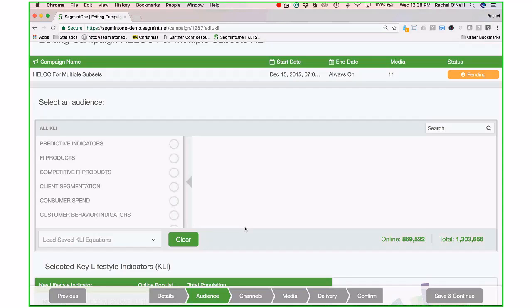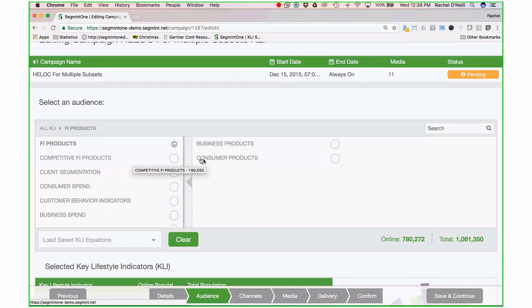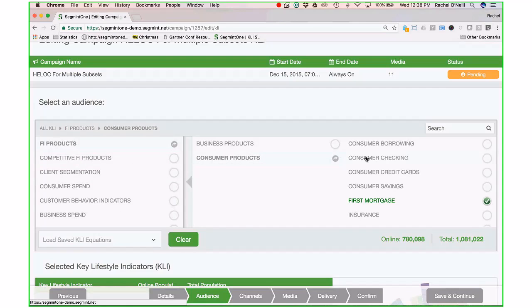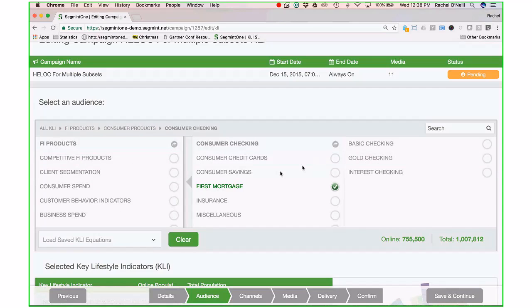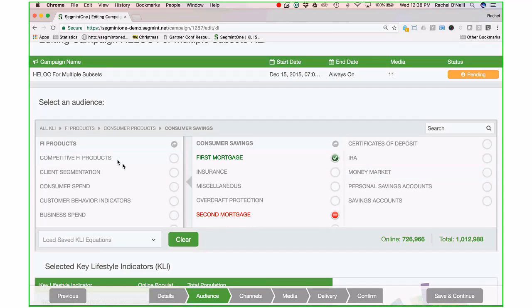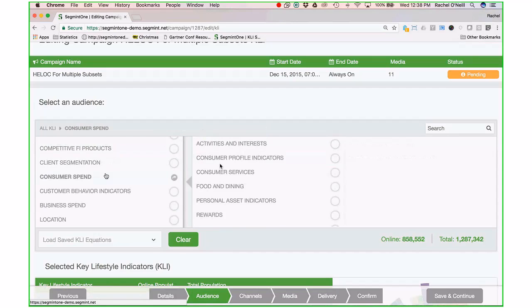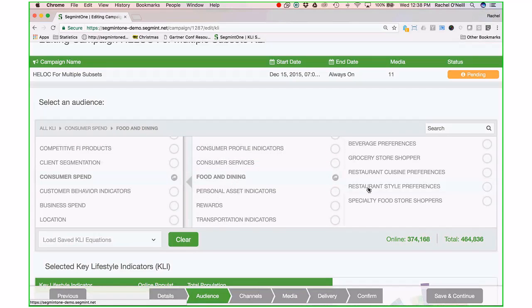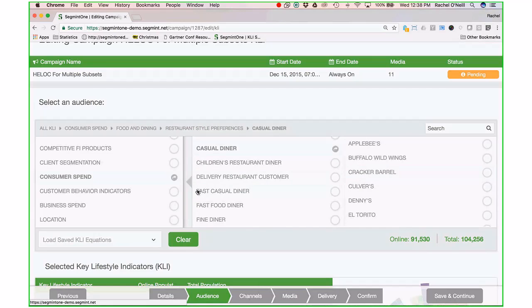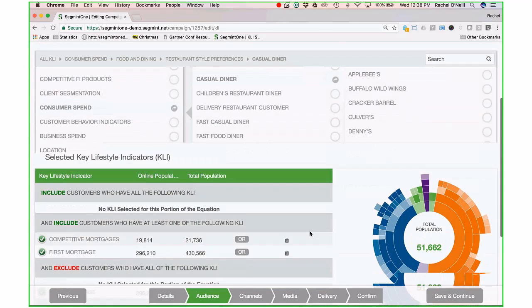But now I'm going to go to audience, and what you're looking at here is the exact same data we were just looking at in that visual KLI discovery tool. But now everything is in a linear tree structure. So if I go to, say, products, consumer checking, I can see the same type of checking accounts. I can see the same type of consumer savings accounts, all available here. Or if I go to competitive, I can see who's got a competitive credit card down to the issuer level, right? Or consumer spend, where are my individuals dining, down to the brand level. It's all here, and anywhere along these pathways, I just click the circle next to them to bring that audience down to the equation that I'm creating for this campaign.